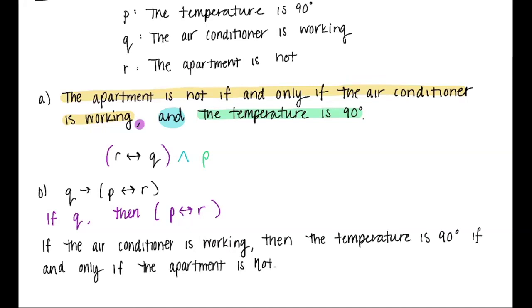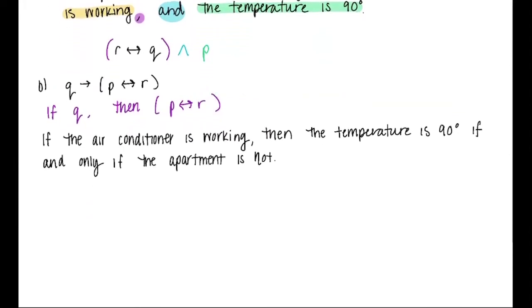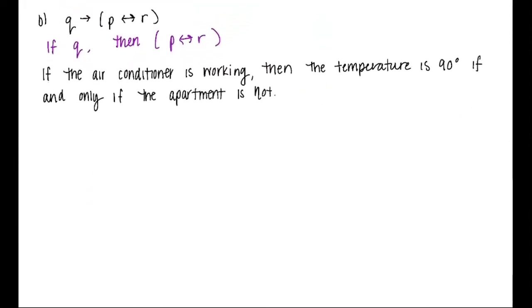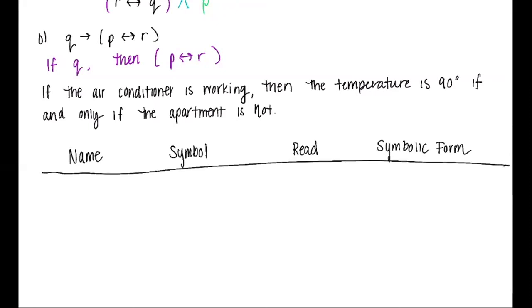Okay. So take your time, dissect everything slowly, and just get lots of practice. The more practice you get, the easier it'll become. Okay. So the very last thing I'm going to do is create a chart so you have it with the name of our connective, the symbol, how it's read, and what it's going to look like in symbolic form. So how it's going to appear when you're connecting those two thoughts.